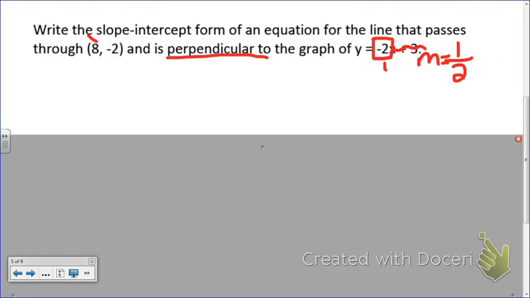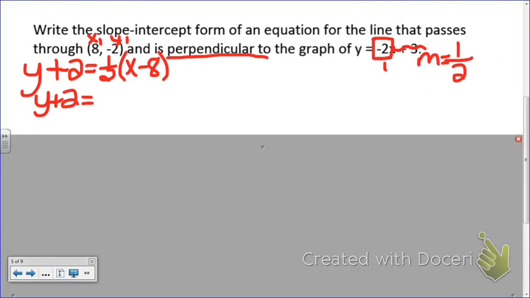I'm going to use my point, x1, y1, and plug into point-slope form. I will have y minus -2 equals 1/2, parentheses, x minus 8. My minus negative here will become plus, and I need to distribute to get rid of my parentheses. Y plus 2 is equal to 1/2 x, and then 1/2 times -8 would be minus 4.